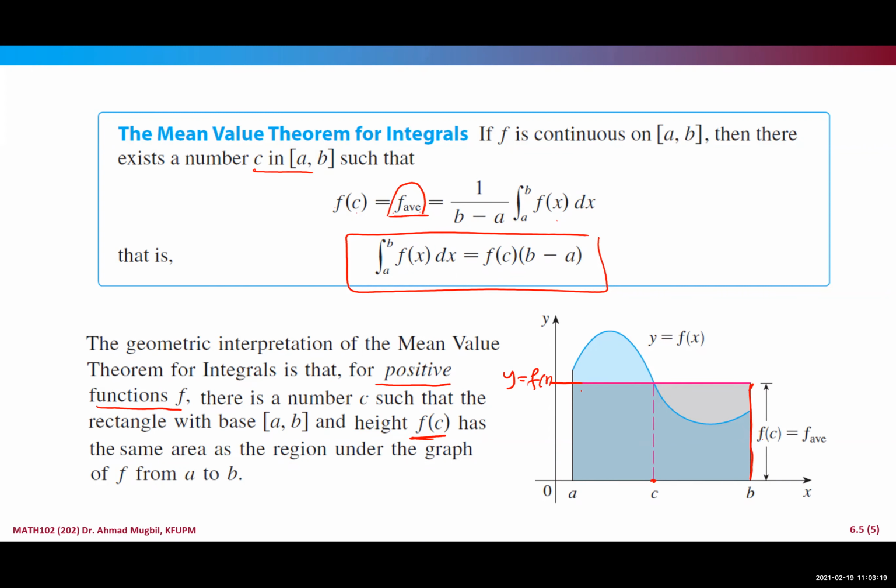Then if you look at it, it will be just an area. This is a rectangle. Its width is b minus a, and its height is f of c. So what will be its area? Its area will be just f of c times b minus a.